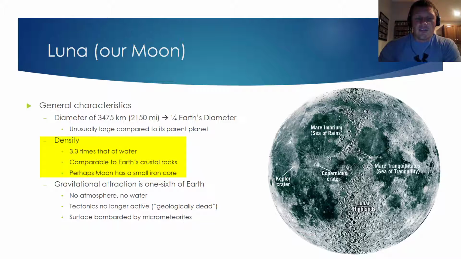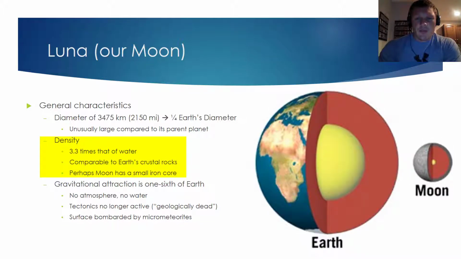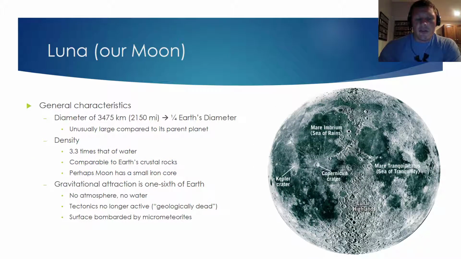However, the moon's density is very comparable to Earth's crustal rocks, which are the rocks you find close to Earth's surface. The moon probably has a small iron core, but it is very small compared to the overall size of the moon. Another characteristic of our moon is that the gravitational attraction is 1/6 that of Earth's gravity. So for me, weighing about 280 pounds here on planet Earth, I'd only weigh about 47 pounds on the moon.